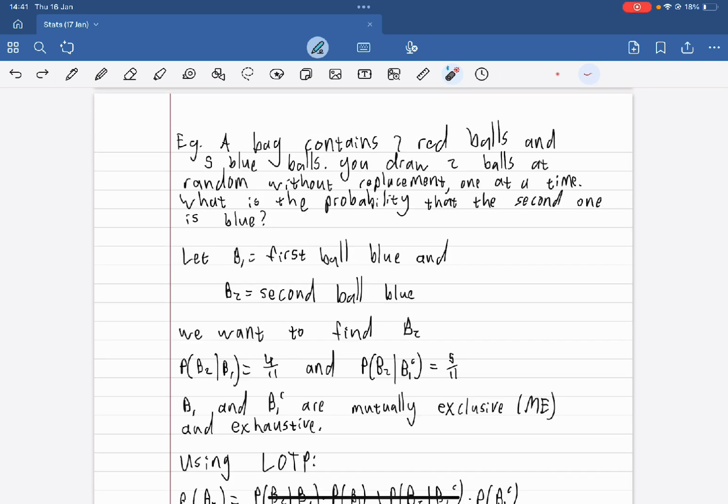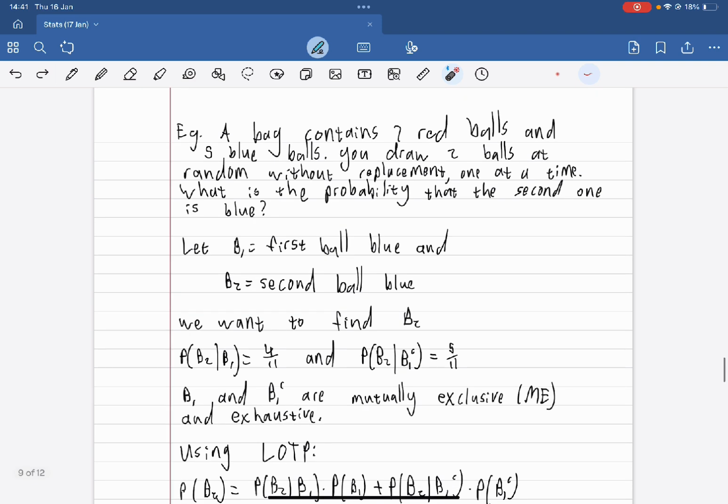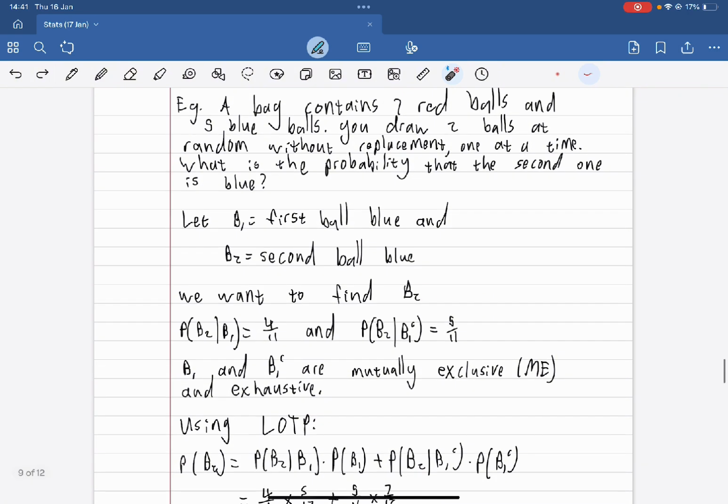Now let's look at an example. Let's say a bag contains 7 red balls and 5 blue balls. You draw 2 balls at random without replacement, one at a time. What is the probability that the second one is blue? First, let B1 be the event that the first ball is blue, and B2 be the event that the second ball is blue. We want to find B2, that's what the question is asking.